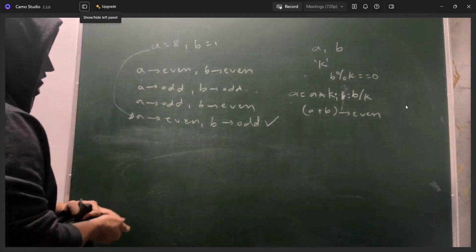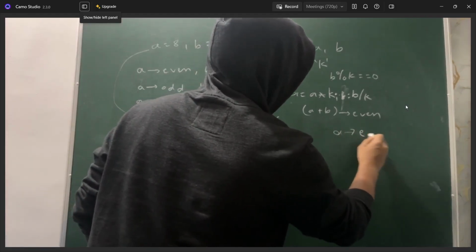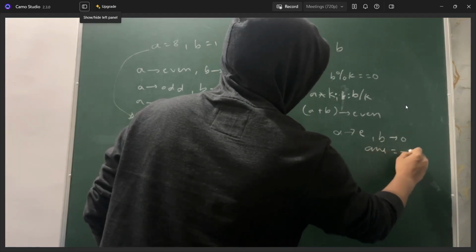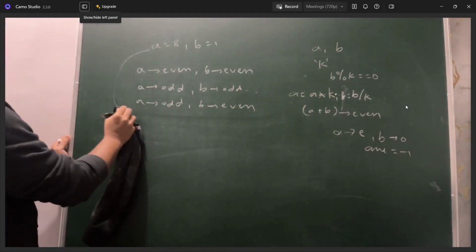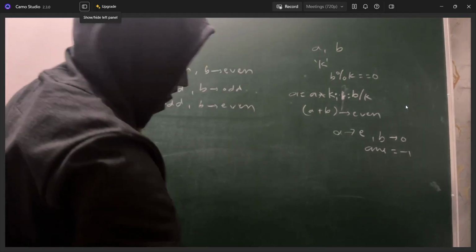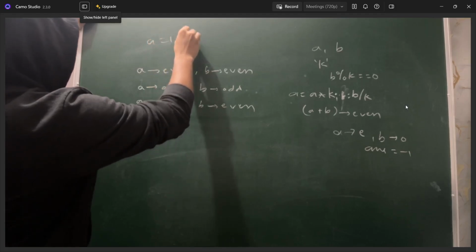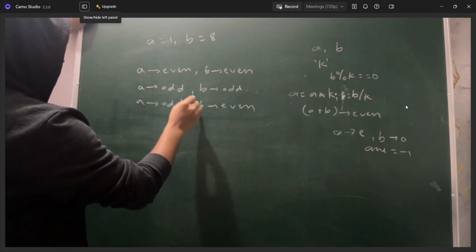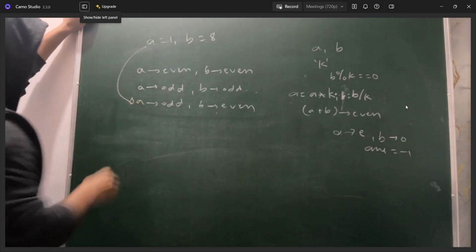Let me put this case aside. So whenever a is even and b is odd, your answer will be -1. Now what you have is a equal to 1 and b equal to 8, let's say. So a is odd and b is even, so it will go in this case.